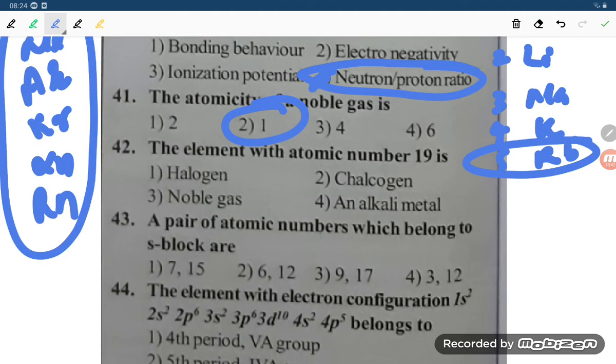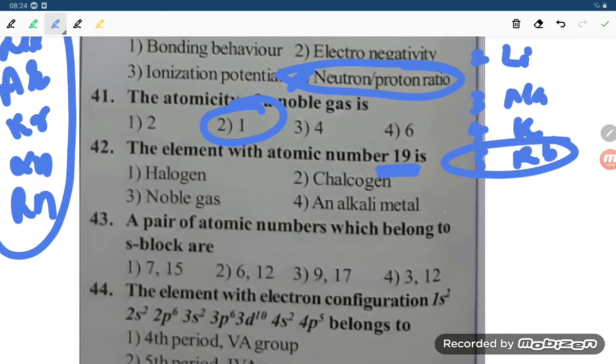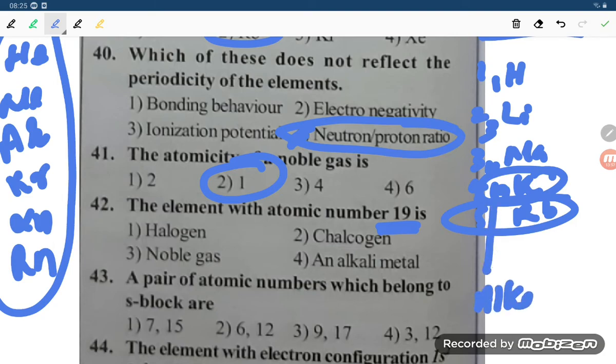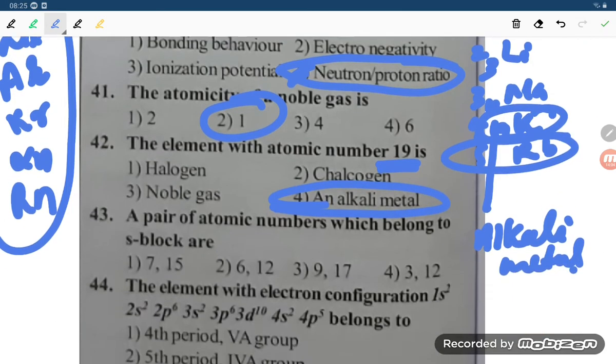The element with atomic number 19 is potassium. You see, that is 1, this is 3, this is 11, this is 19. Potassium, and potassium is what? Alkali metal. Okay, alkali metals, group 1 elements. So which is the correct option? Alkali metal, option number 4 is correct.